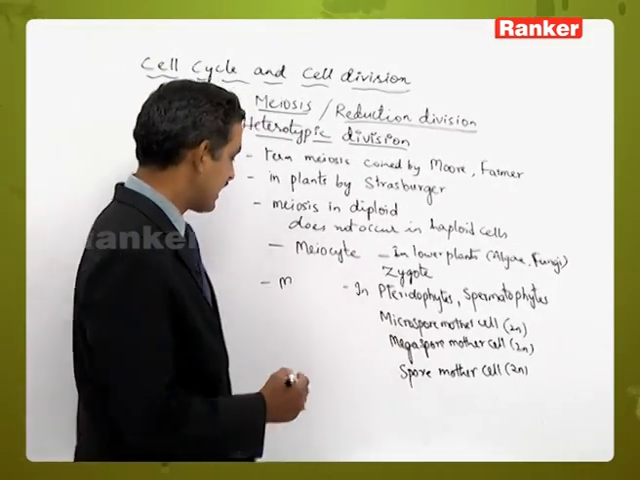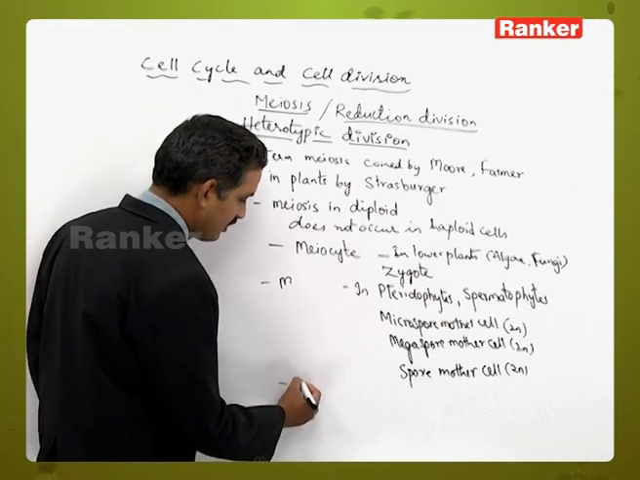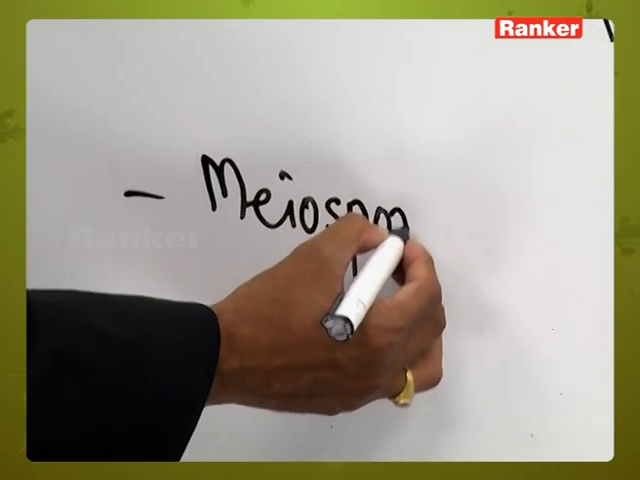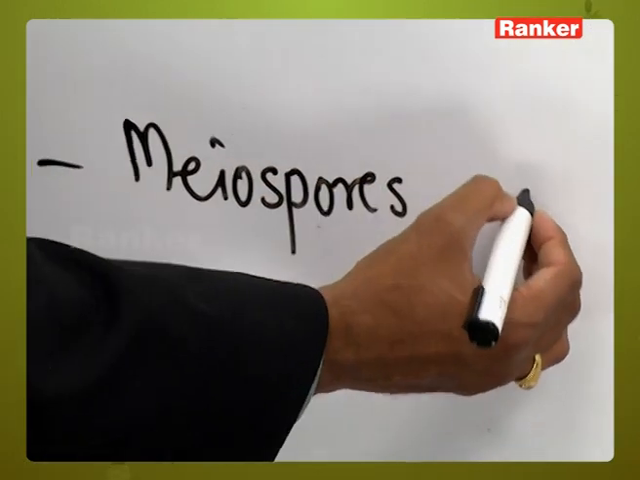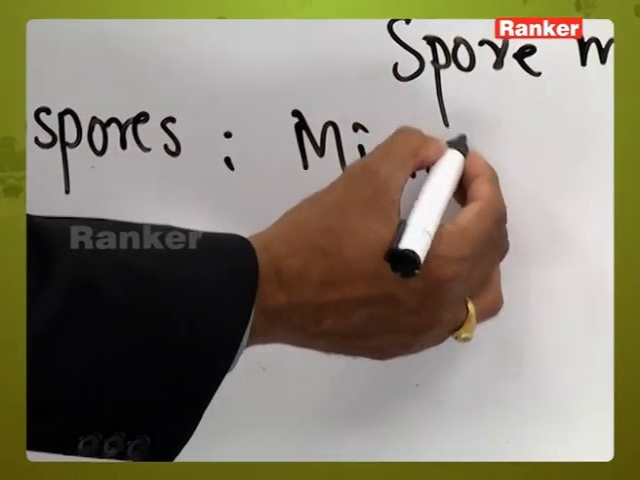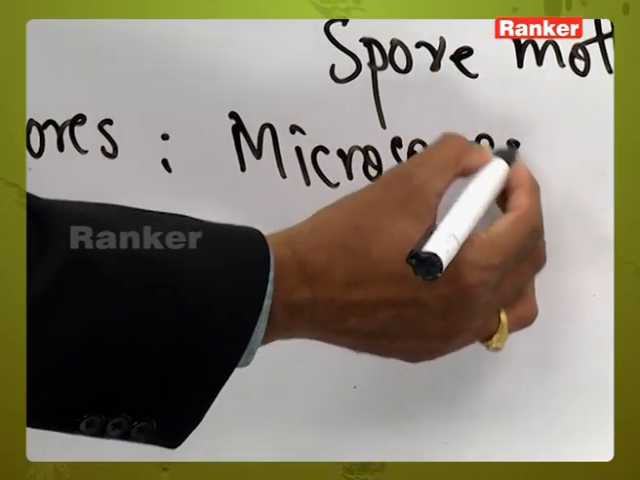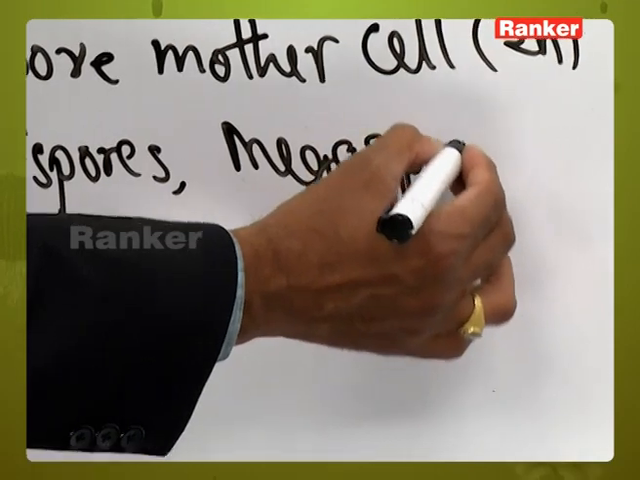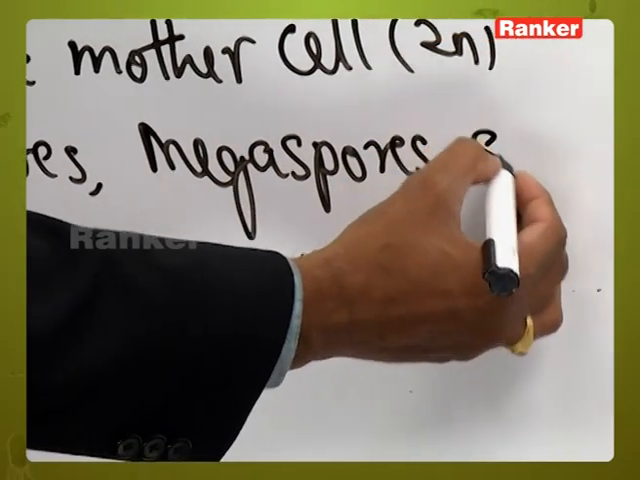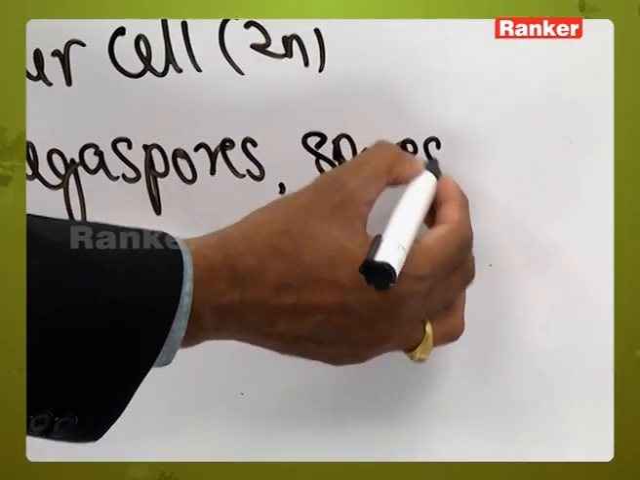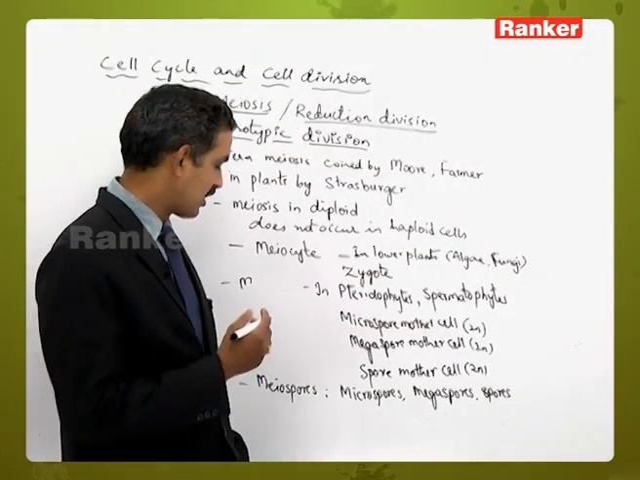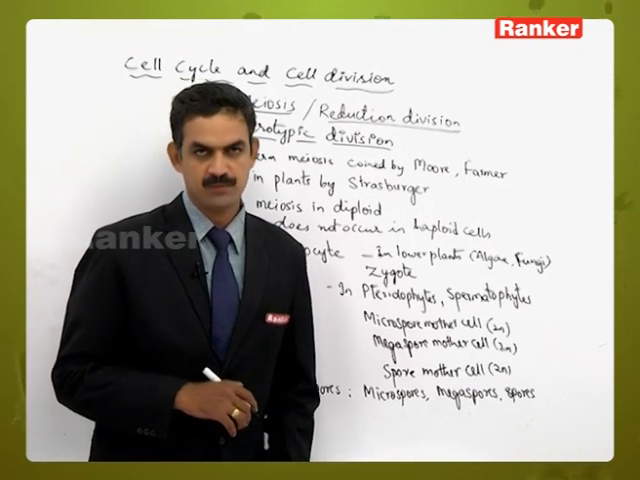And the cells which are formed as a result of meiosis are called meiospores. That is microspores, megaspores, and sometimes just spores. All these are haploid structures formed as a result of meiosis. So these are called meiospores.